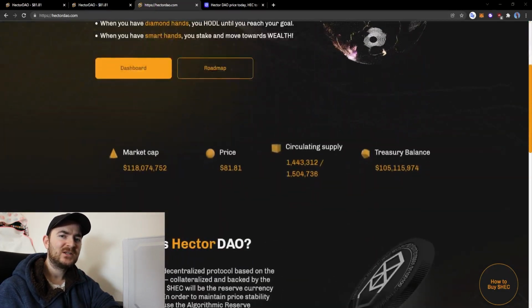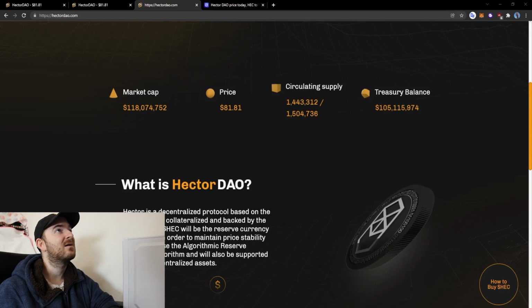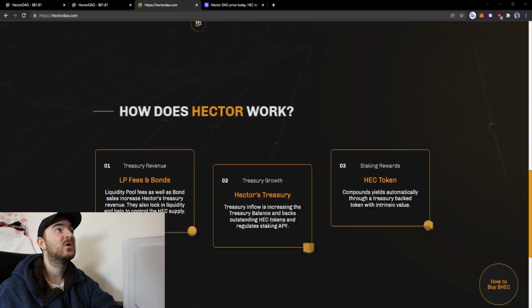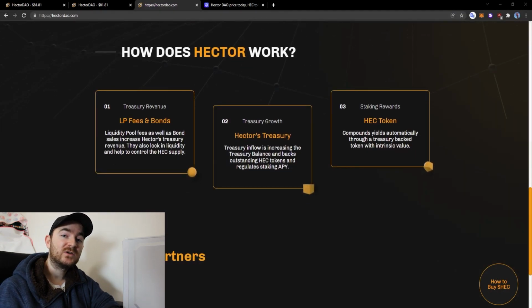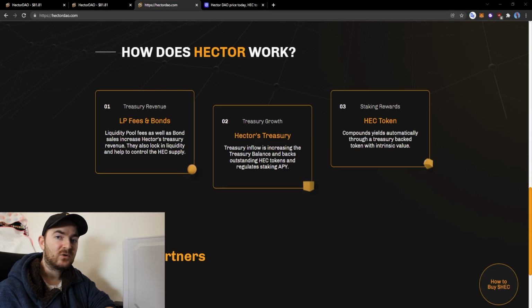So we have a bit of information about Hector DAO, the current market cap, price, and what is Hector DAO. It talks a little bit about how it works, how the treasury revenue gets increased by liquidity pool fees and bond sales. So let's look at the Hector dashboard itself.